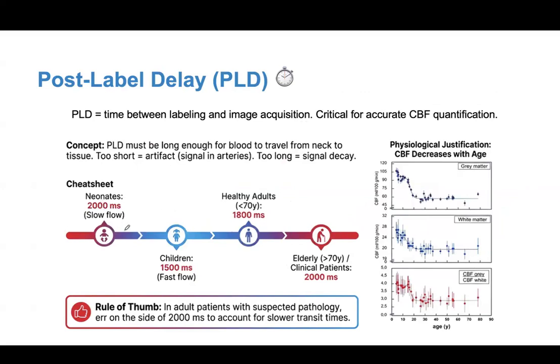In neonates, it can be up to 200 milliseconds. In children, 1500 milliseconds. In healthy adults, usually it is 1800 milliseconds. And in the elderly, it will be increased, because elderly patients can have heart-related conditions and decreased cardiac output, so they need more post-labeling decay time to capture the image. But usually what is recommended is between 1800 and 2000. In some other conditions, 2000 to 2500 is also recommended.